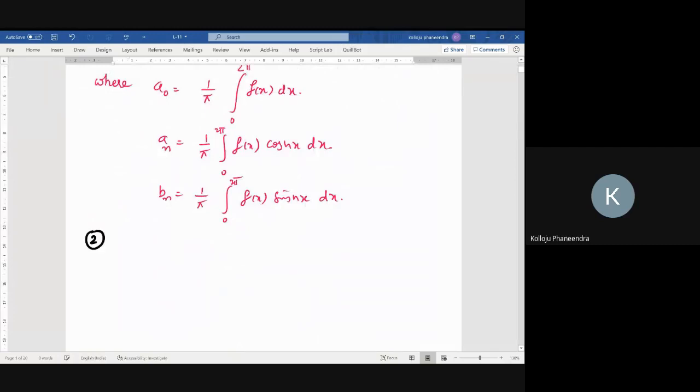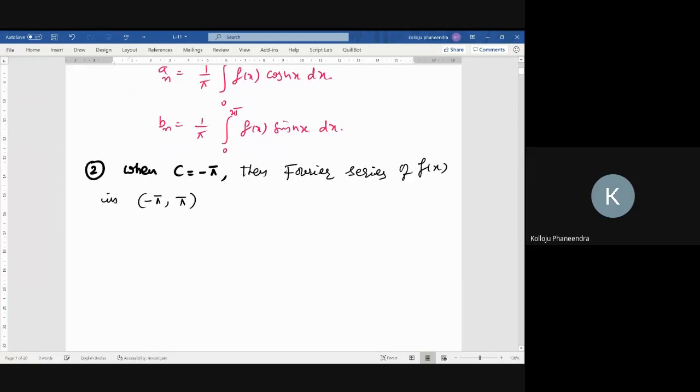And the next one, second case, when c equal to minus pi. The Fourier series of f of x, what does the interval become? c to c plus 2 pi, with c value minus pi, so c plus 2 pi means minus pi plus 2 pi, which becomes minus pi to pi. When c equal to minus pi, the Fourier series of f of x in the interval minus pi to pi is the formula. There is no change in the formula; the formula is unique. This is a naught by 2 plus summation n equal to 1 to infinity an cos nx plus summation bn sin nx. But there is a change in the coefficients.